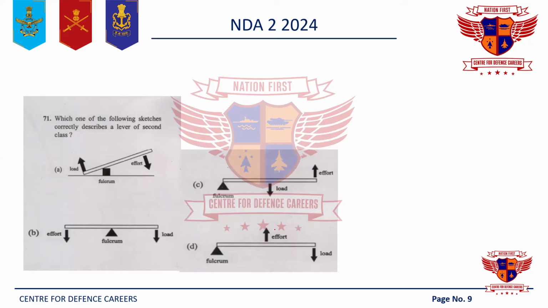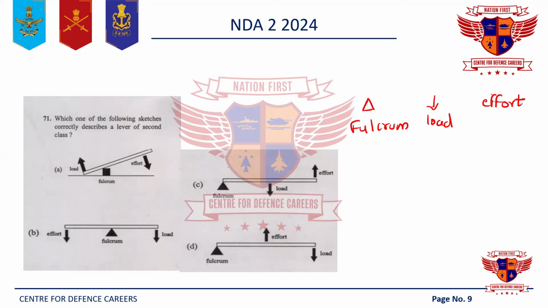Which of the following sketches correctly describes lever of second class? For a lever of second class, we have the fulcrum at the end. Fulcrum at one end, and fulcrum can also be called the pivot. So we have the fulcrum at one end, we have the load at the center, and then we have the effort at the very last.